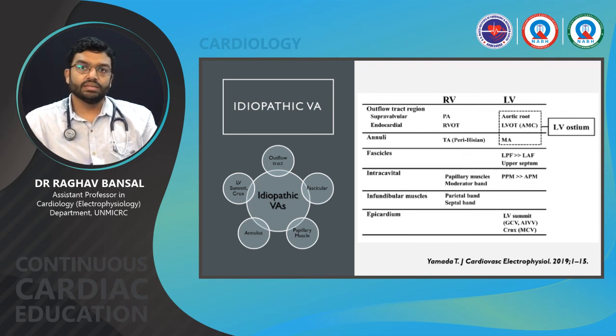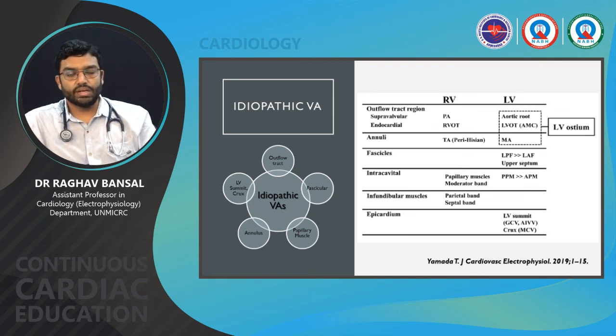And lastly, these arrhythmias can be epicardial in origin, in that they can arise from the LV summit, whose anatomy we will be discussing later, and the crux of the heart, which is the inferior-most structure near the middle cardiac vein.